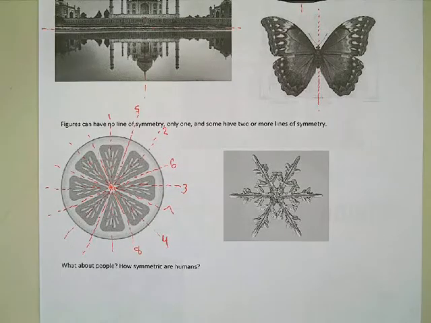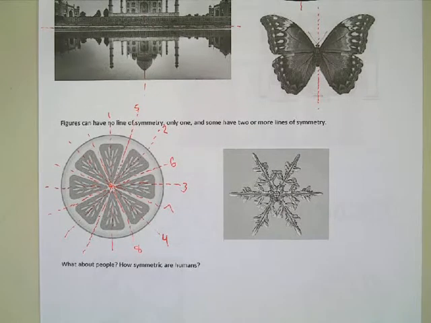So how about you guys go ahead and do the little snowflake there that I got for you? How many lines of symmetry? And again, obviously it's not perfect, but you can judge it how you want to judge it there. All right. See how many lines of symmetry you can draw in there.